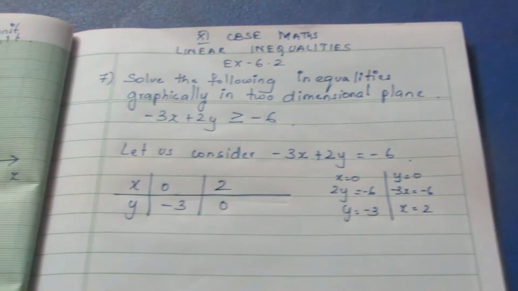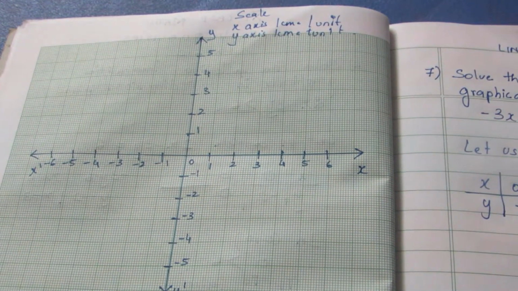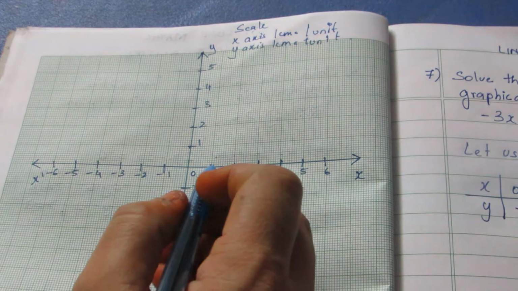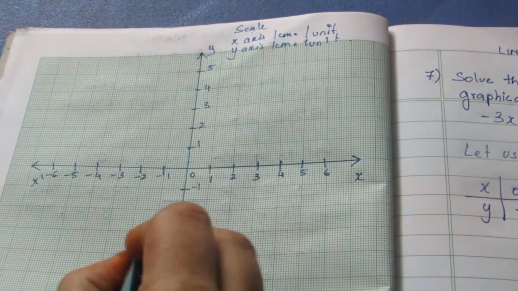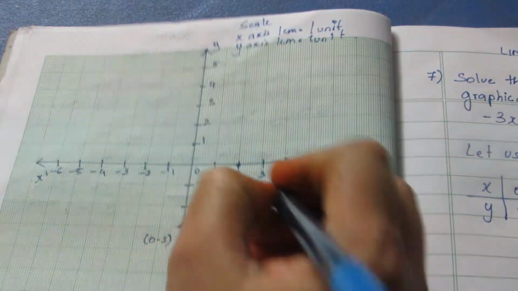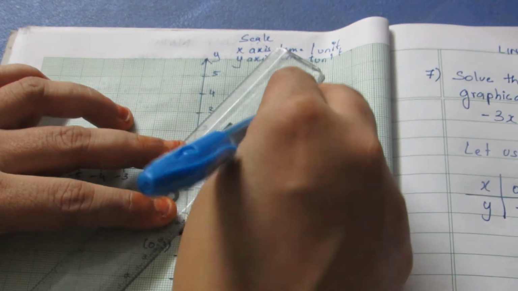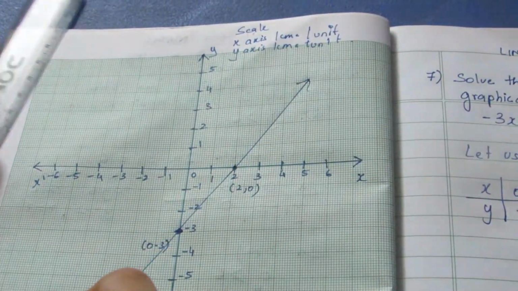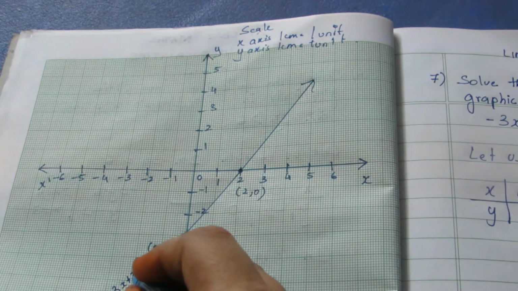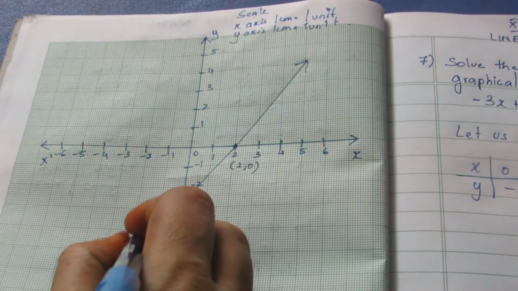Now let me plot it in the graph. Yeah, I have marked the graph. Now let me point it here. This is 0 comma minus 3 and 2 comma 0. So join the 2 points, extend it, you will get the graph. Now this is my graph of the equation minus 3x plus 2y is equal to minus 6.